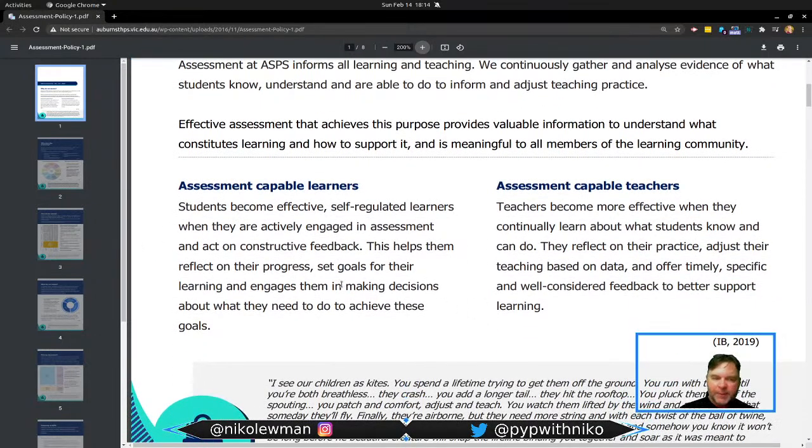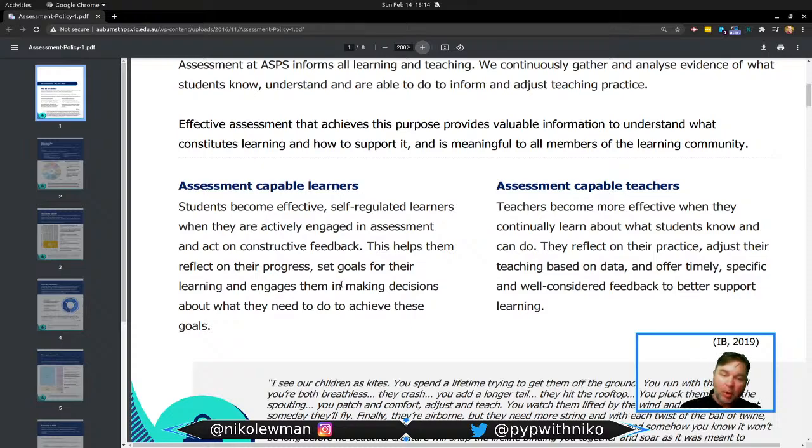So students become effective self-regulated learners when they are actively engaged in assessment and act on constructive feedback. This helps them reflect on their progress, set goals for their learning, and engage them in making decisions about what they need to do to achieve these goals. So that is the goal. Now we have a set marker of what we want our students to be.